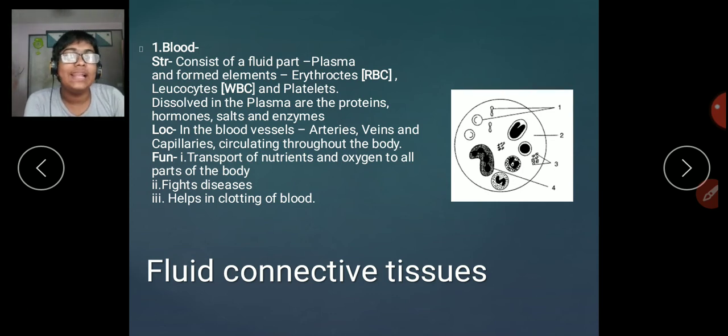Okay, it fights diseases as it has the leukocytes, also called the white blood cells, and it also helps in the clotting of blood.